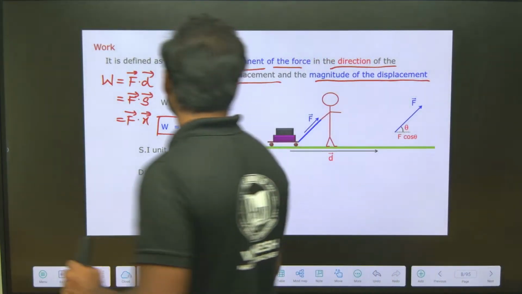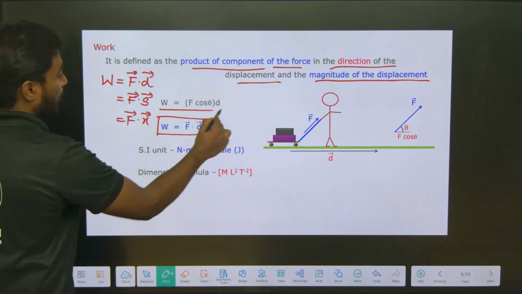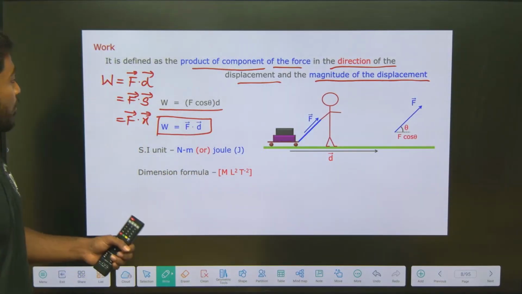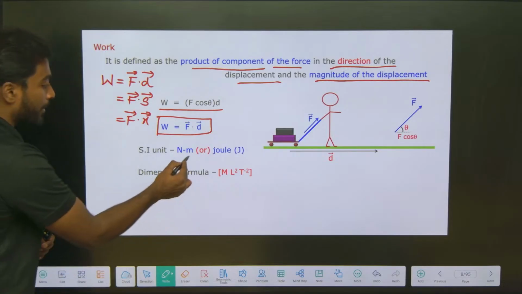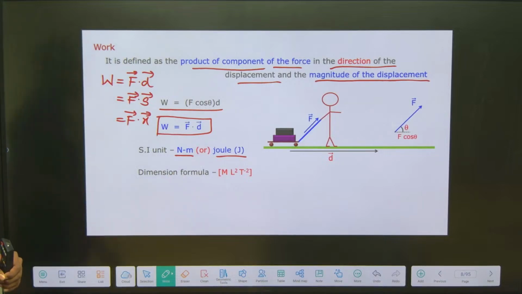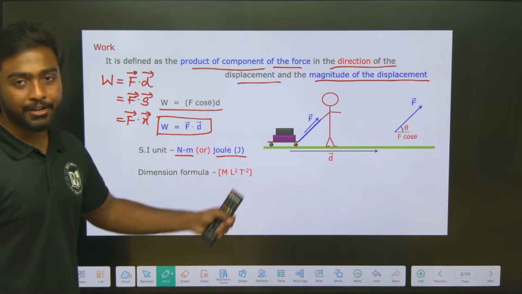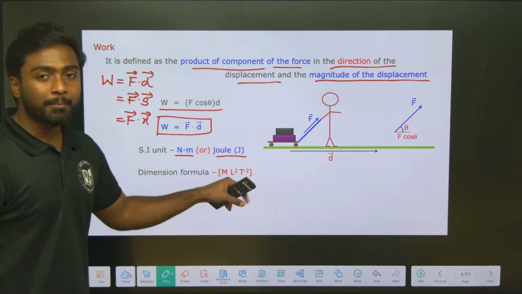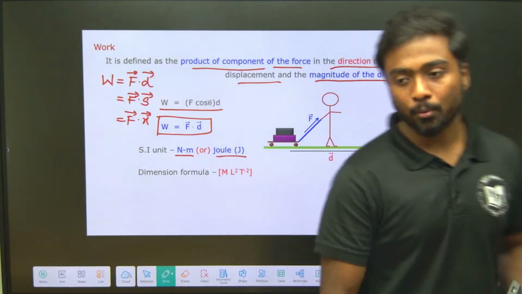So W is equal to Ft cos theta, Fs cos theta, Fx cos theta. The unit is Newton meter, or joules. And the dimensional formula, in terms of MLT, I need to get it. So ML squared T power minus 2 is the dimensional formula for the work done. Okay, work done.